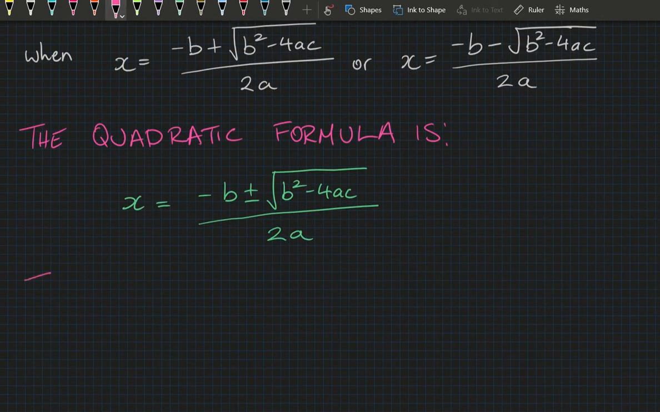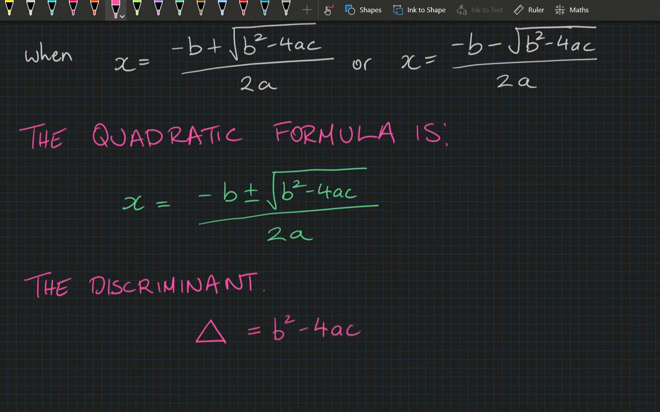Inside the quadratic formula, we have a key piece of information called the discriminant, and we denote it with this symbol. And the discriminant is all the stuff in the square root. So that's equal to b squared minus 4ac.